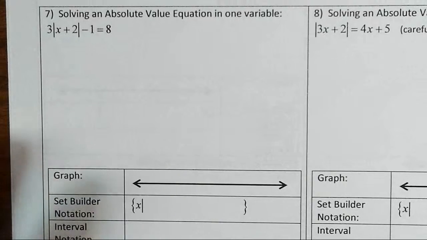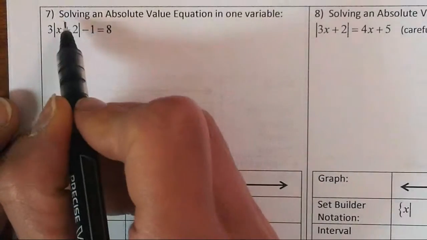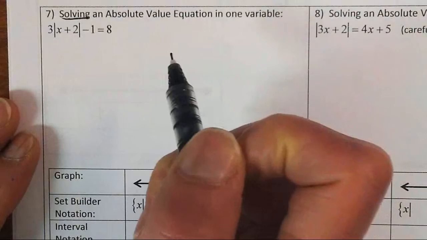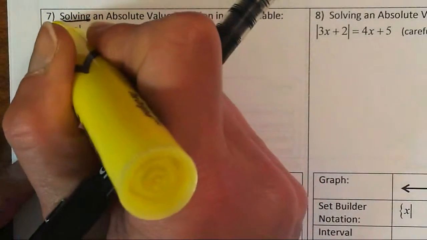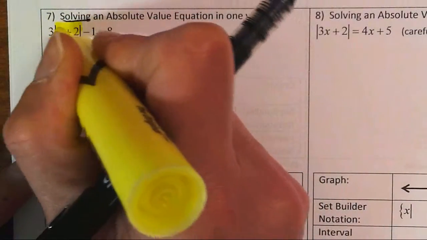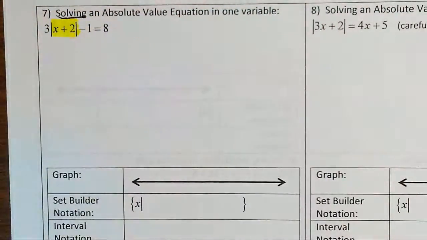Solving an absolute value equation in one variable. Okay, so again, we're solving. When I want you to think of solving, that means we want to get the x term by itself. Right now, the x is locked in to that absolute value, and that absolute value is like jail. Nothing can get in, but it can get out.